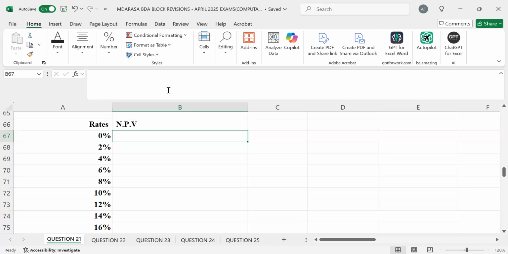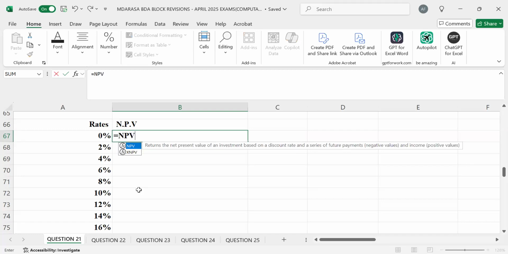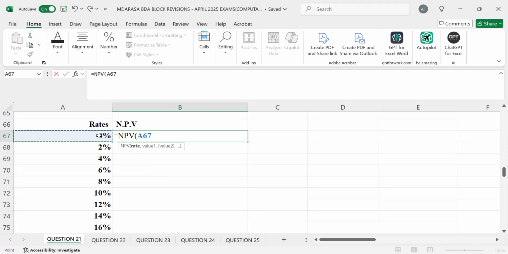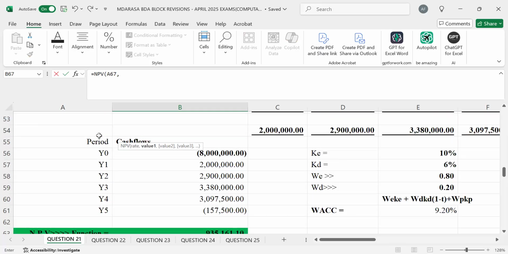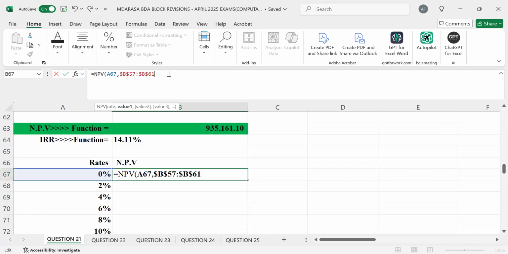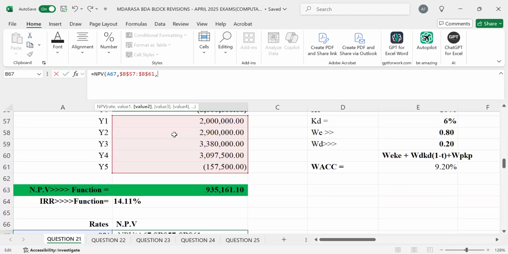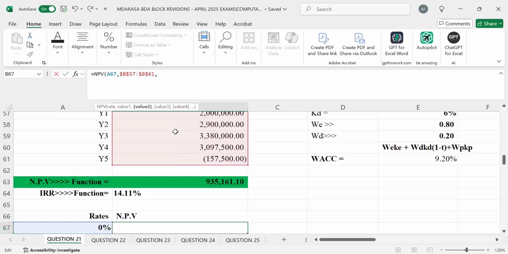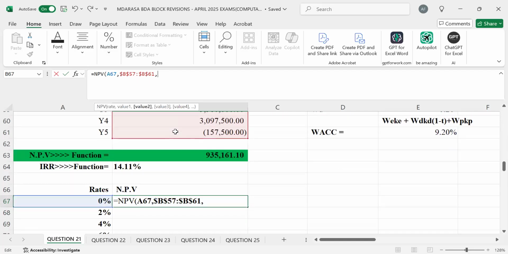So how will you go about it? Our formula will save us here. Equal sign NPV tab, our rate, that is the rate that you're looking at. What about our values? Comma, our values, these are our cash flows. And we can lock these values, F4 to lock the values, comma. Initial outlay is 8 million. So you can just do 8 million minus 8 million.